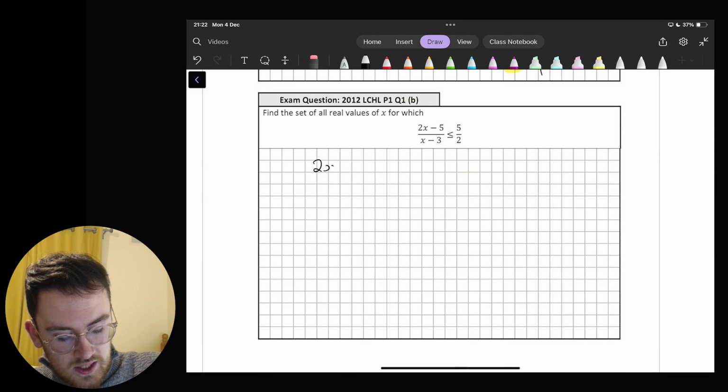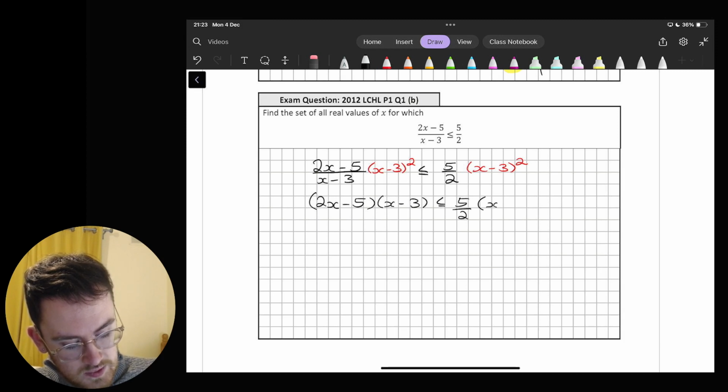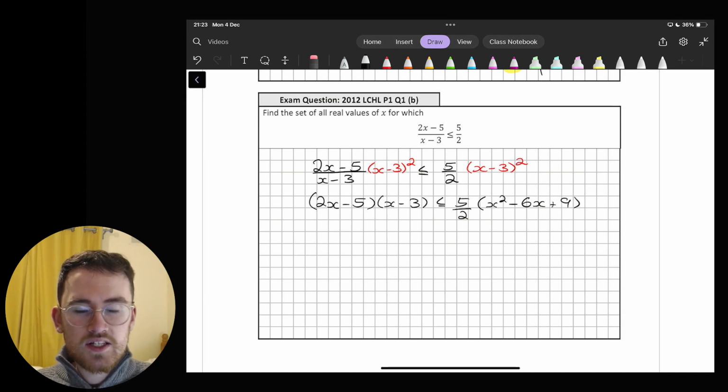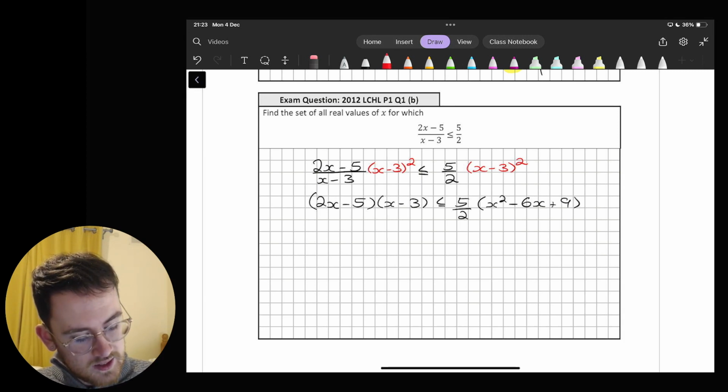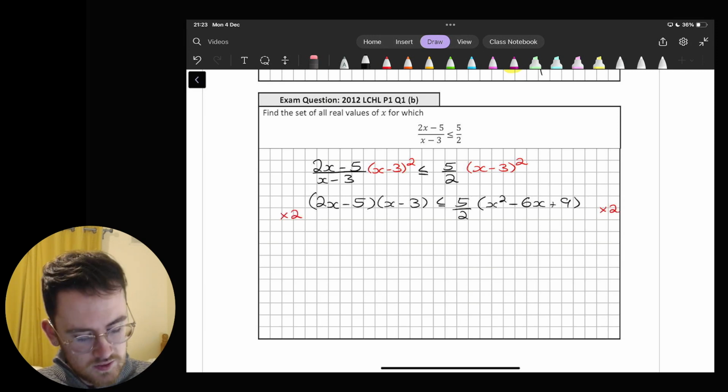Okay, a similar enough one here, but this time just noting that we have a different inequality sign, so we're facing the other way, and also we have a second fraction to deal with here. So just some extra added parts for us to contend with. So we get 2x minus 5 times x minus 3 is less than or equal to 5 over 2 times x squared minus 6x plus 9. Okay, what I'm noting here is because I have a fraction on the right hand side, if I want to get rid of that, I'll multiply across both sides by 2. So multiplying both sides by 2 to get rid of the 2 on the bottom there.